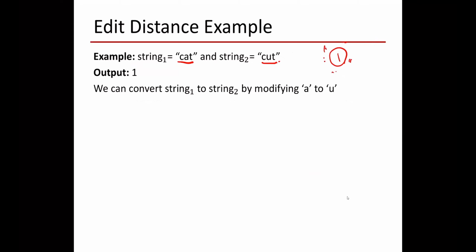Do you see? By replacing A with U at a cost of 1, I can make string 1 into string 2. Clear? So we can convert string 1 to string 2 by modifying A to U. So if I change A to U, then I can make cut from cat.